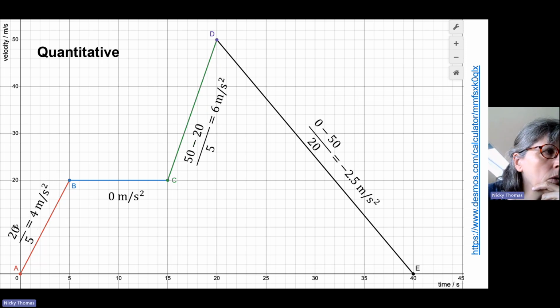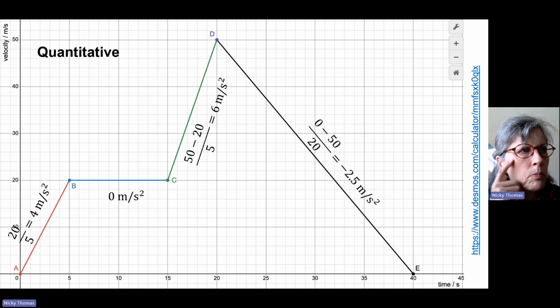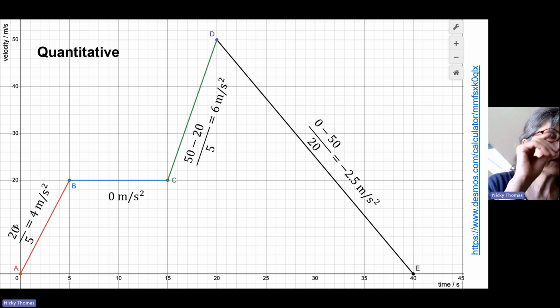And then we've also got a quantitative level where we've done some calculations. So these are all levels you can talk to your students about. You can get them taking the same graph and having a discussion or doing calculations at different levels.